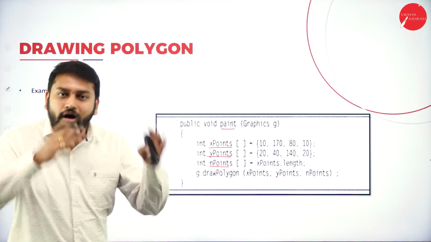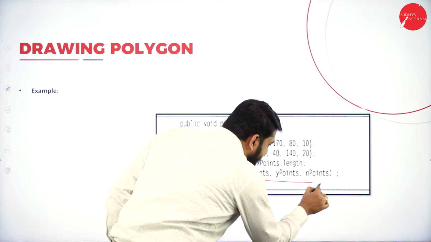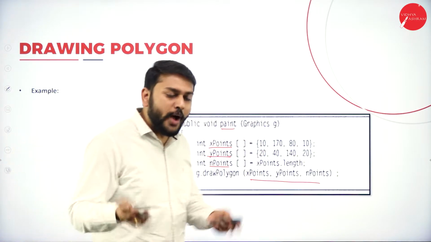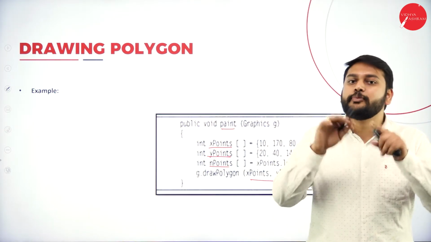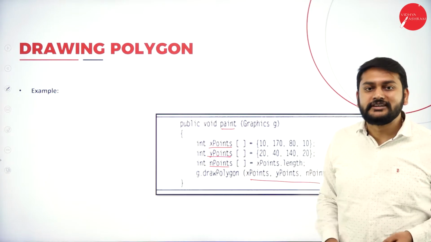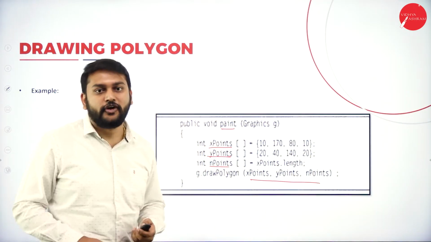So guys, all these 3 parameters that I have, I will be passing to the function called g.drawPolygon. drawPolygon will help me to draw the polygon, is what you need to remember, by taking 3 parameters. This is how we draw the polygon. Hope this is very simple for all of you, right?